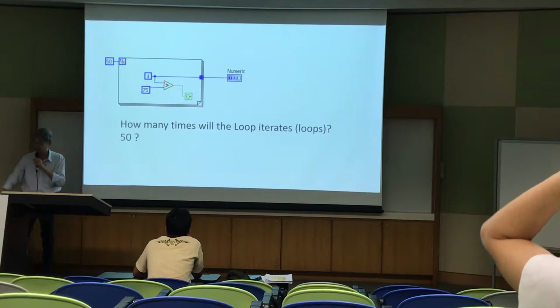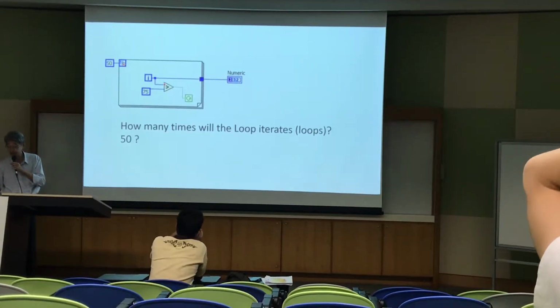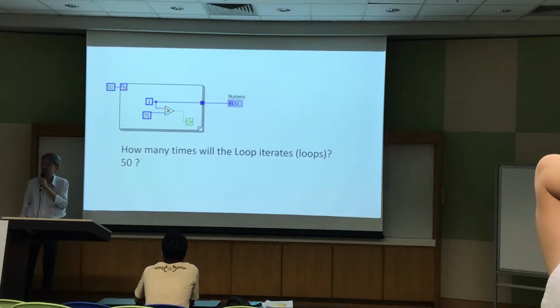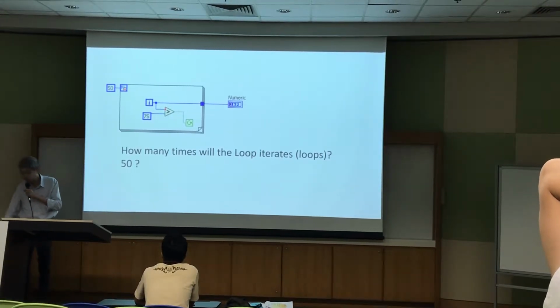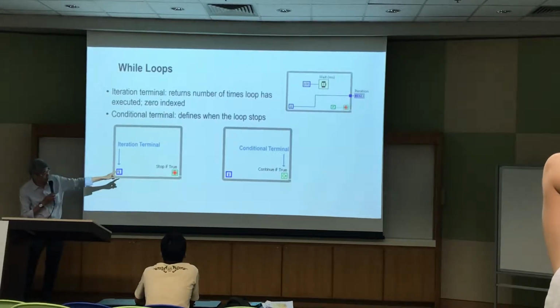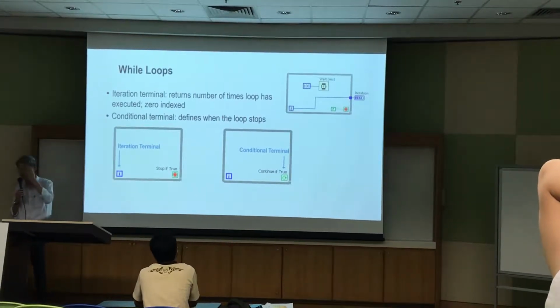So this condition, if you remember this green circular arrow, what are the three words? You see the three words you forgot, you see? These three words, stop if true, continue if true, better memorize it.